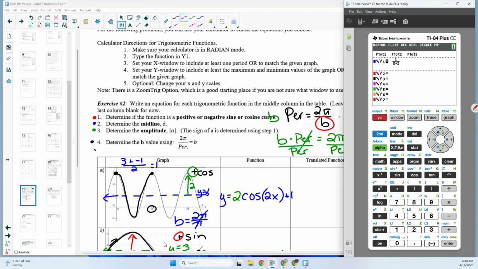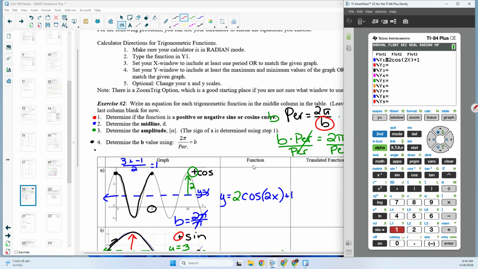I don't know where my cursor went. Oh, there it is. Okay. So, mode: I was in degree, make it go to radian. I'm going to type in 2 cosine of 2x plus 1.